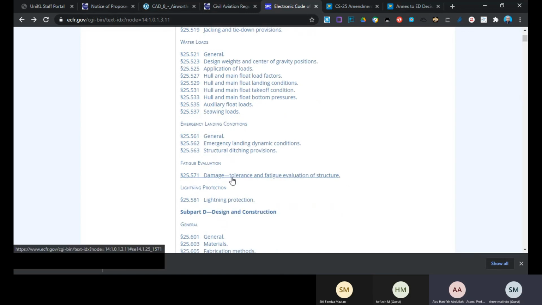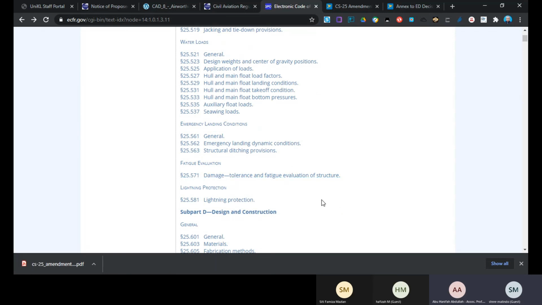25.571, damage tolerant fatigue. Okay, in aircraft design there are three design concepts: safe life, fail safe, and damage tolerant. The current aircraft are mostly designed to damage tolerant. Damage tolerant means there is already damage in the structure, and we grow the damage using fracture mechanics theory, and we determine the crack growth, the crack growth rate, and the critical crack length. That is damage tolerant. This is the information we use to do the inspection.